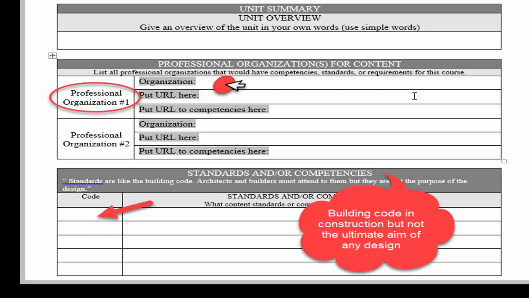located. After completing the portion about the organizations and the URL, please state the standard along with the codes for them. Each standard should have a code assigned to it, but if not, do more research to try to acquire the codes. If you're still unable to locate the codes, you may make up a code, such as C1 for Competency 1 or S1 for Standard 1. You have to remember that the standards are just the building code, but not the ultimate aim for the design.